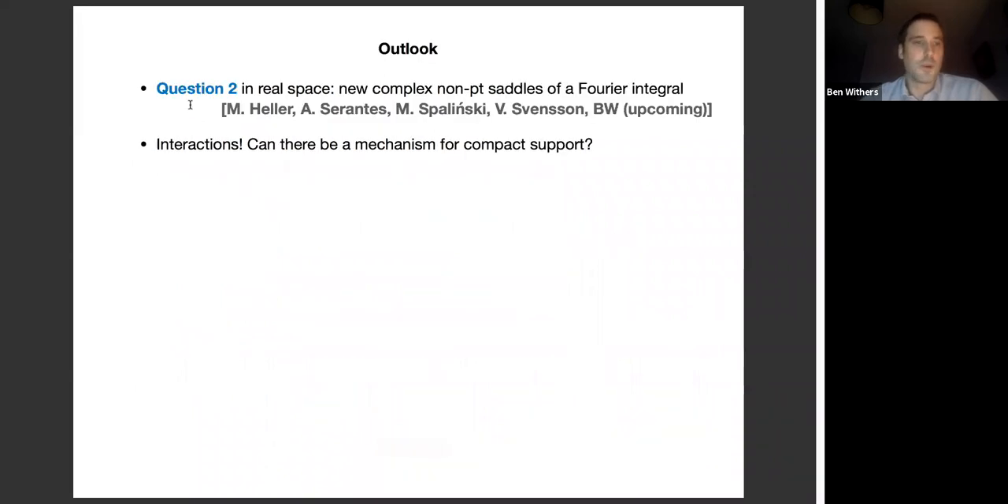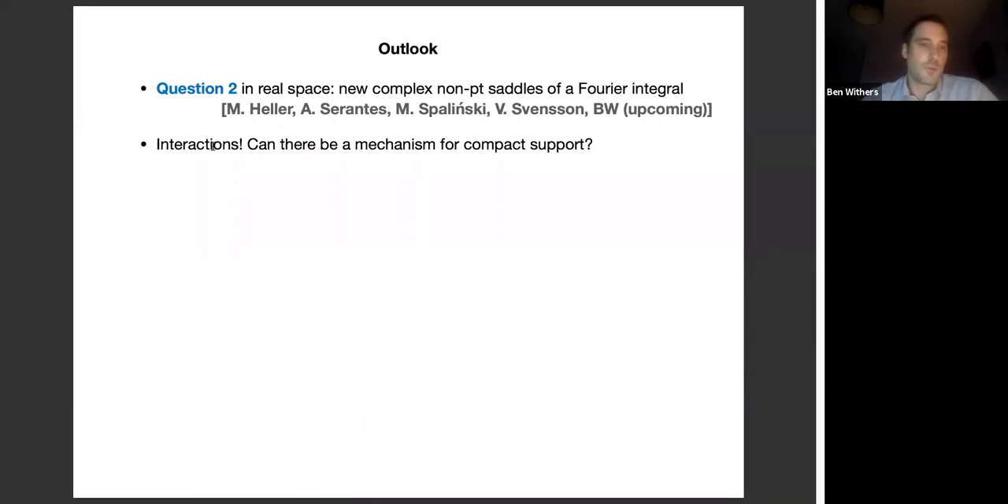Of course, question 2, about resumming in real space and obtaining microscopic data, I have not answered. This is something that we're addressing in upcoming work. Essentially, you want to do a Fourier integral, and there are some new non-perturbative complex saddles of this integral. I think it's very interesting, and that will hopefully come out this month.